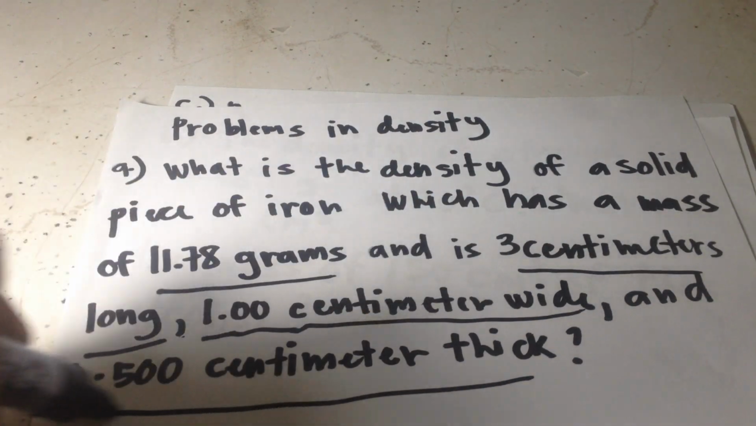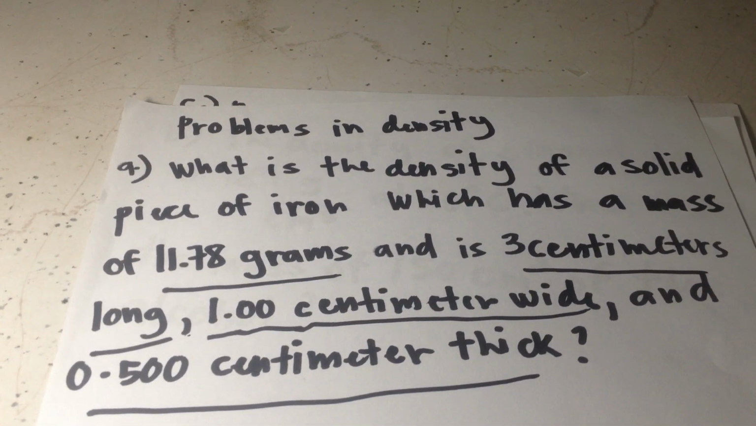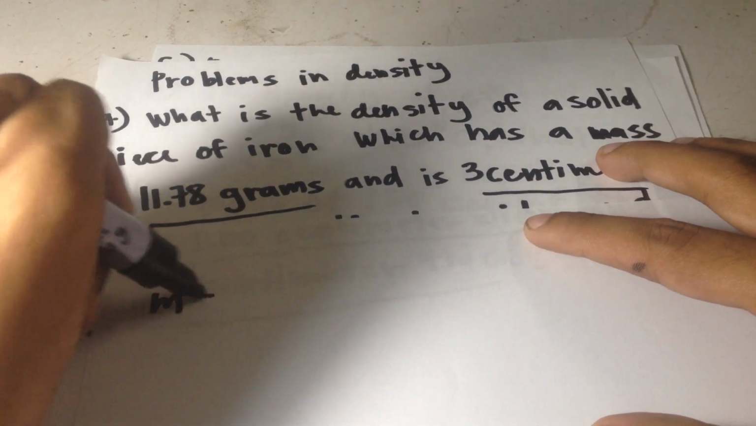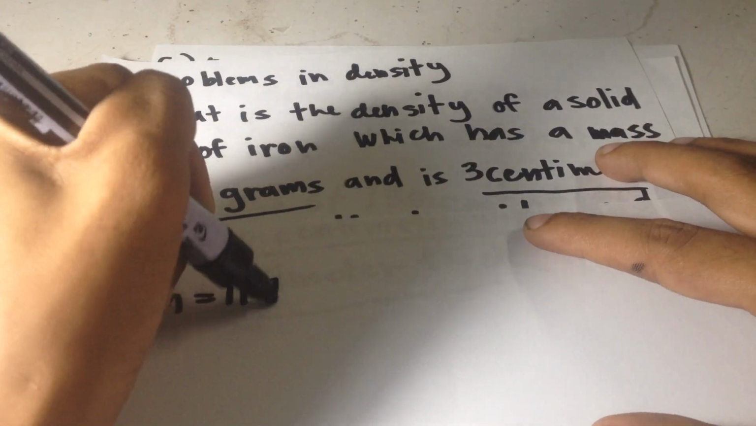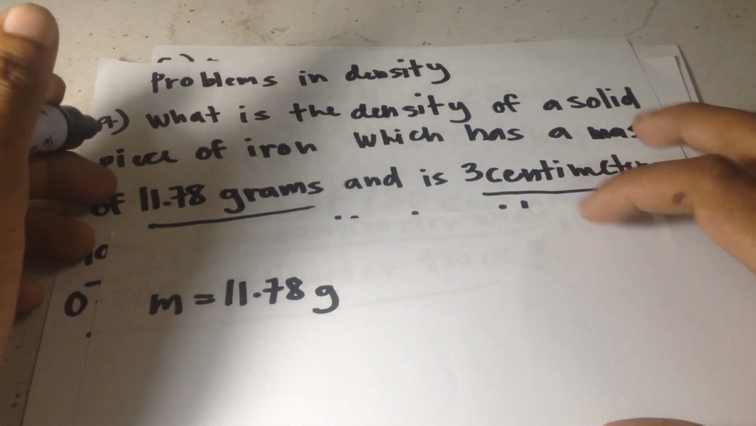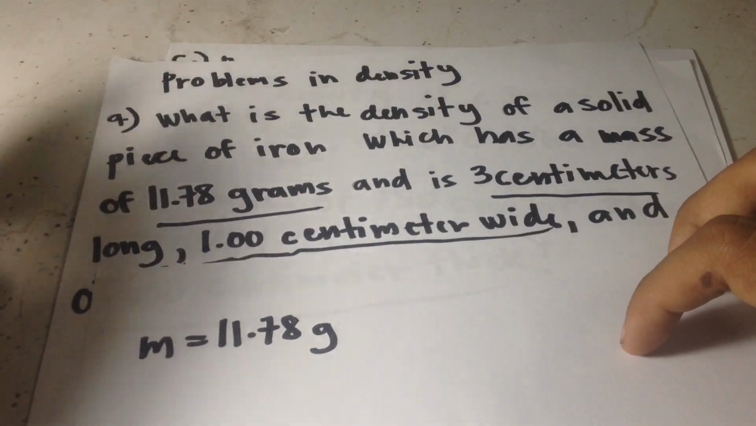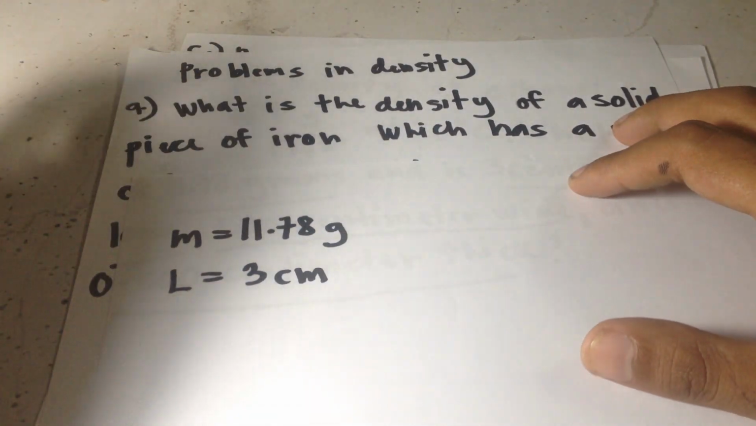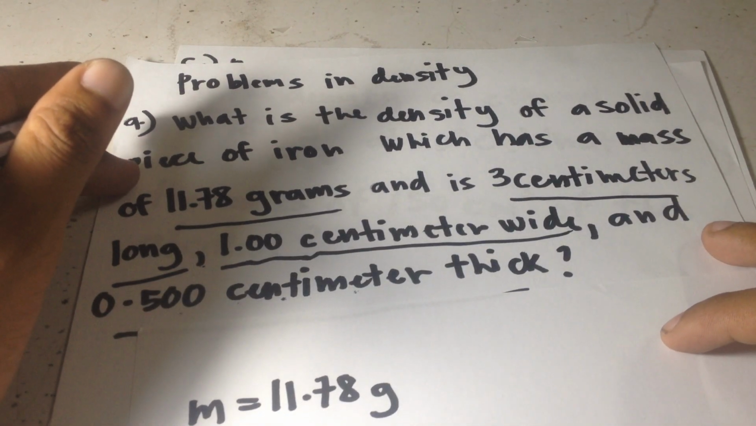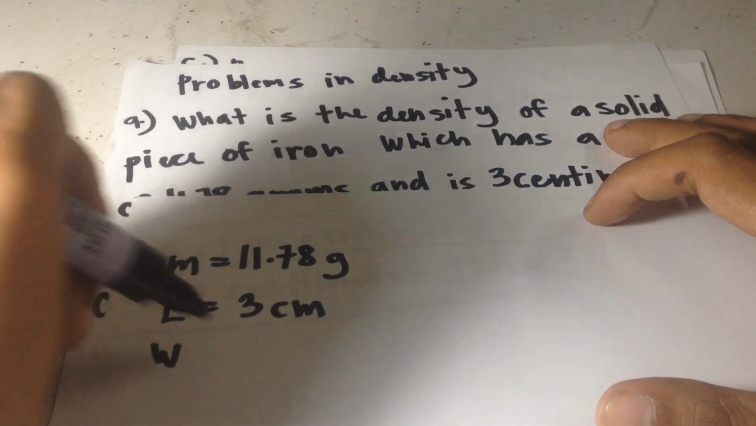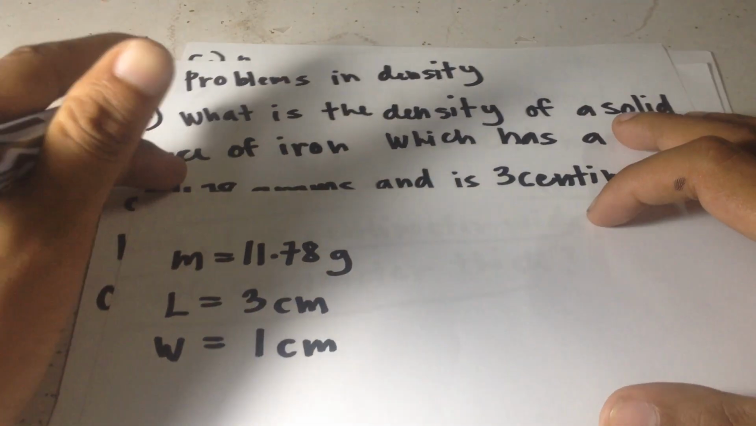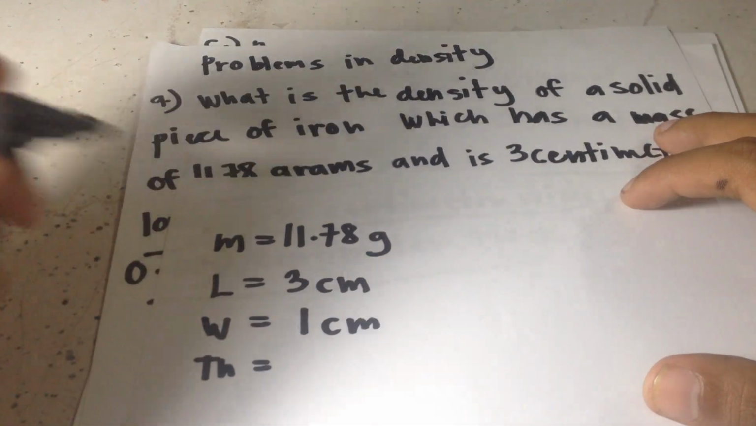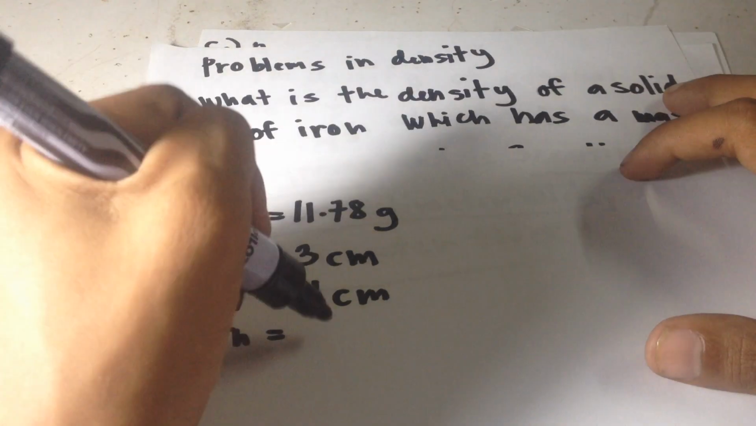and 0.5 centimeters thick. As we know, we'll list here: the mass is 11.78 grams, the length is 3 centimeters, the width is 1 centimeter, and the thickness, TH, is equal to 0.5 centimeters.